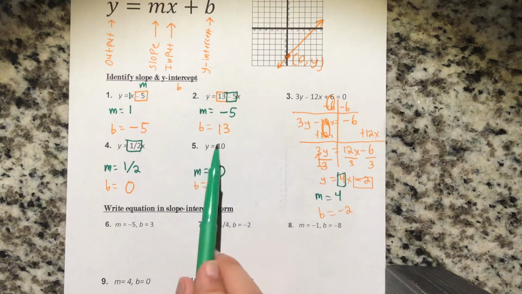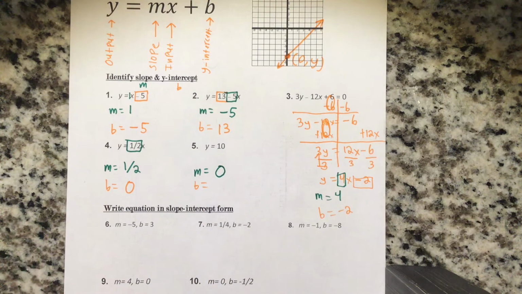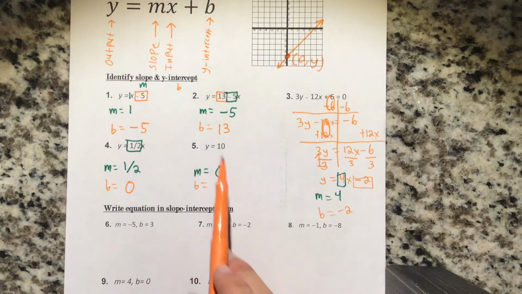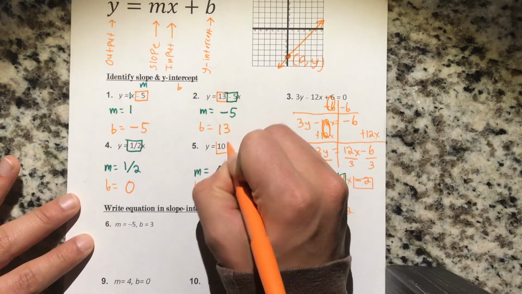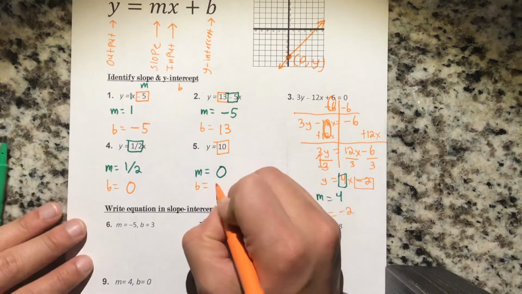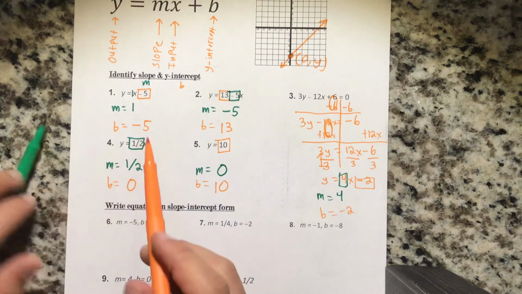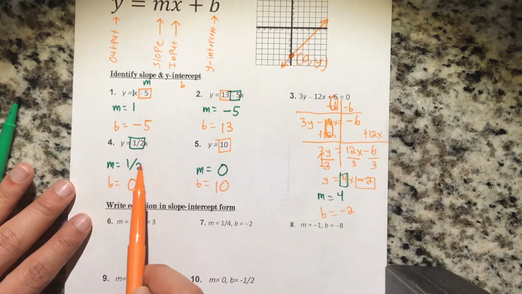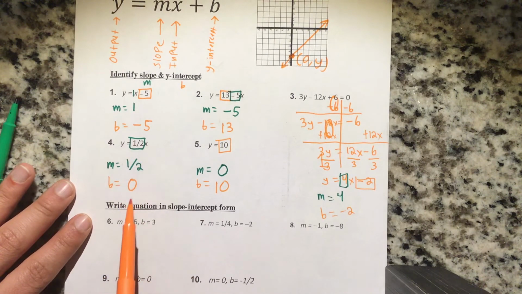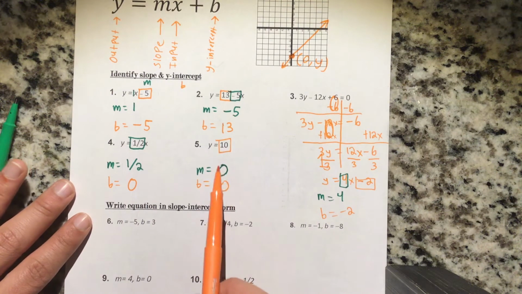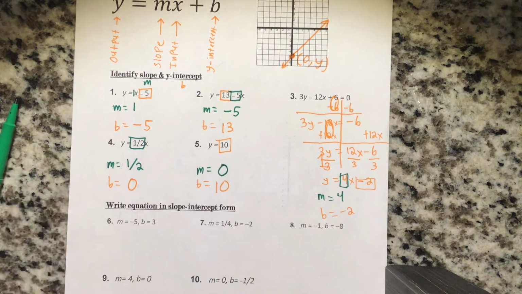So the slope of this one is 0. But the b, remember, that's the number by itself. If I'm looking here, well, I do have a number by itself, right? I have 10. So my y-intercept is 10, okay? So kind of see the difference here, right? I have 1/2 x, my slope is 1/2, and my y-intercept is 0. But when I have just the number, y equals 10, the slope is 0, and the y-intercept is that number, okay? So just kind of keep that in mind.